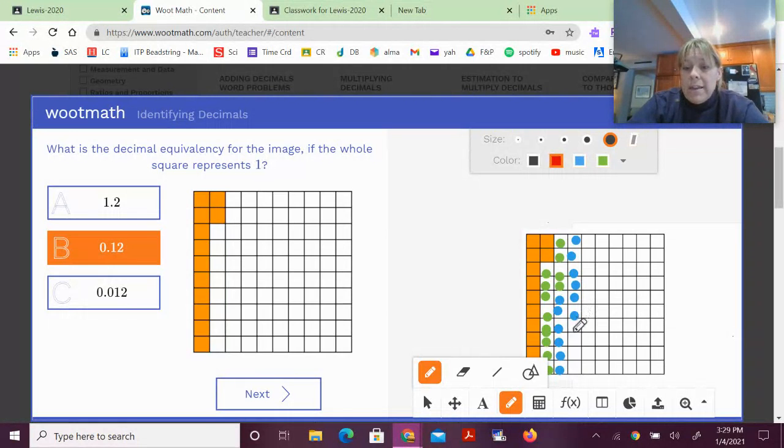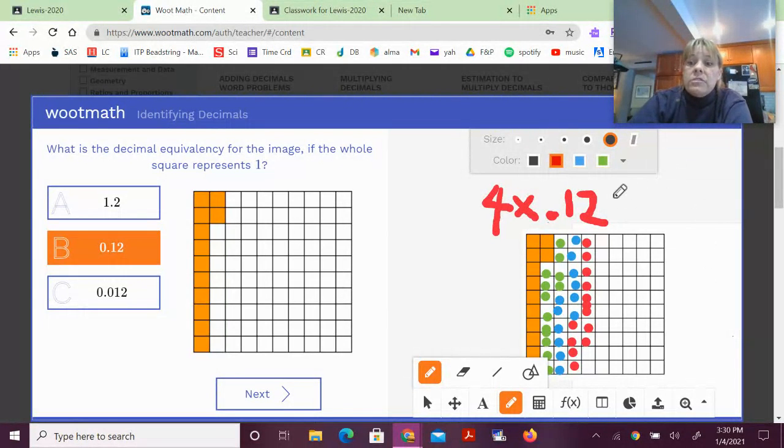Now we're going to take the red and we're going to shade 12 hundredths. 1, 2, 3, 4, 5, 6, 7, 8, 9, 10, 11, 12. So in red, I have individually shaded 12 hundredths. Now, we would write this as 4 times 12 hundredths, like that. And the answer is going to be all of the boxes that we have shaded here, all of the hundredths.